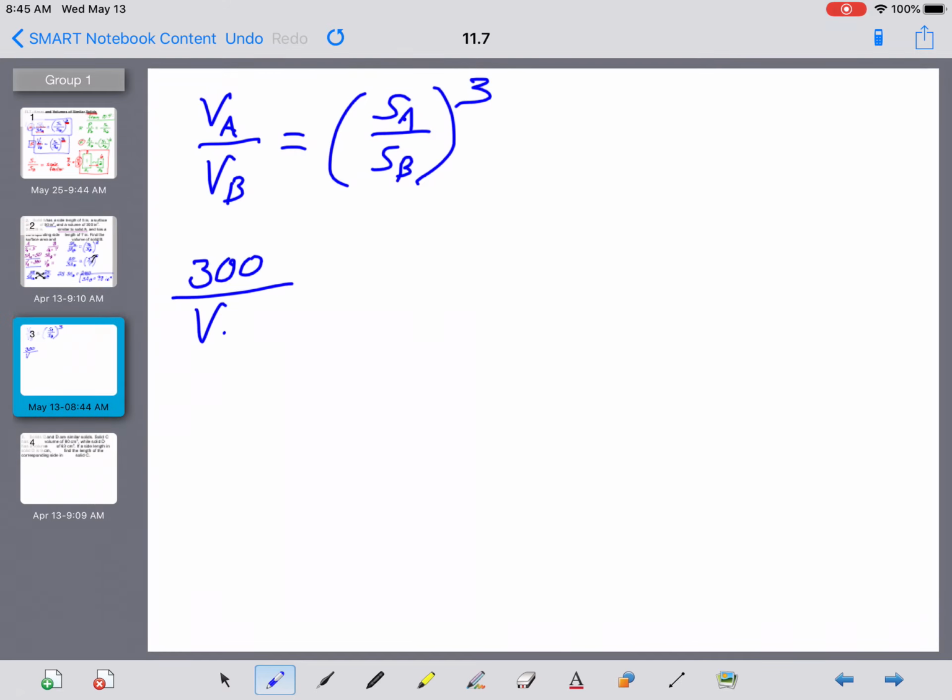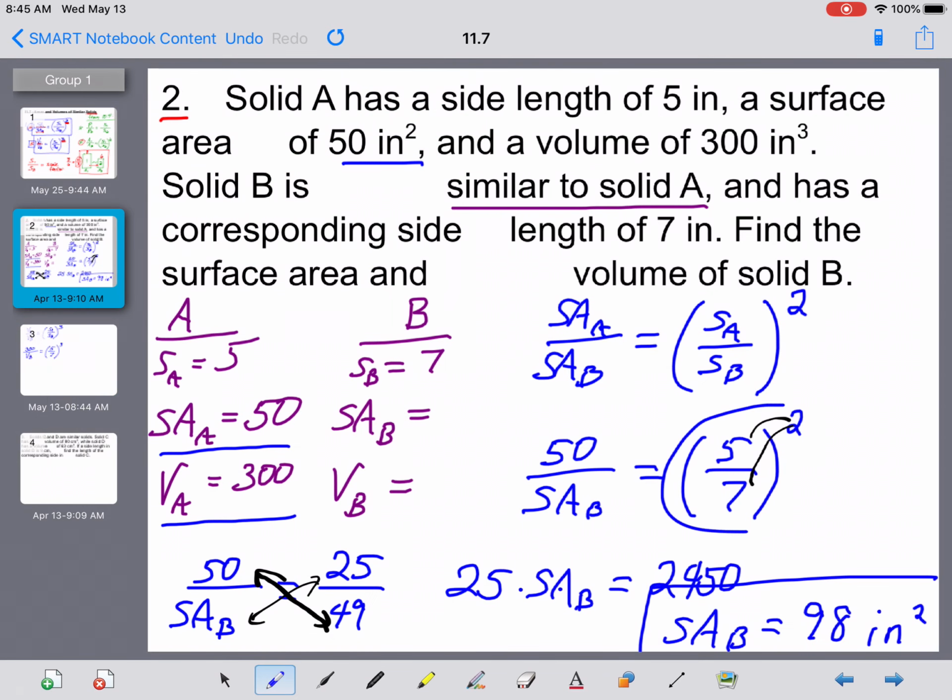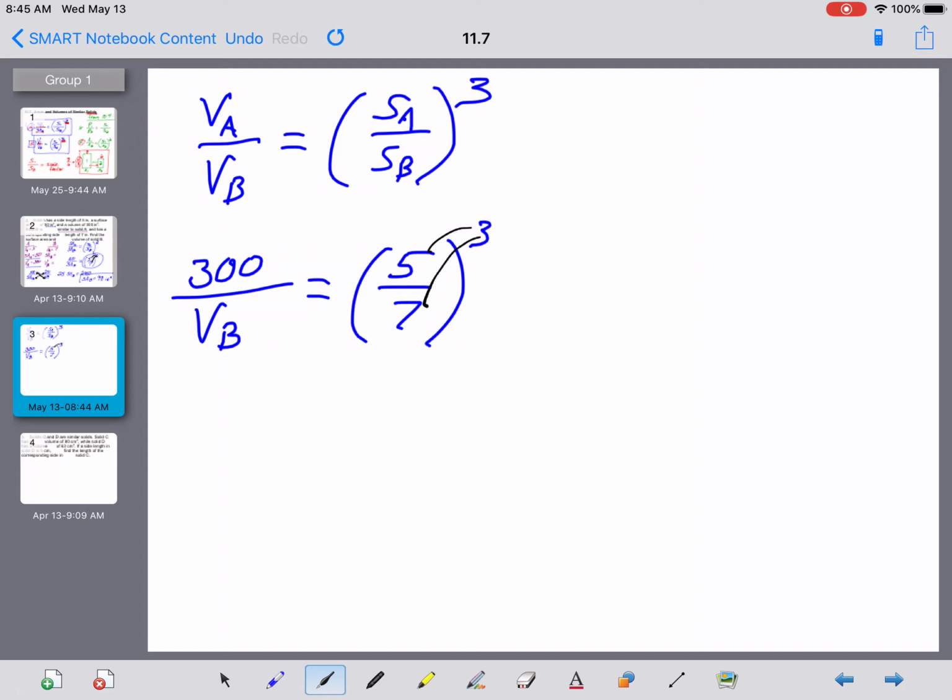Equals, and the scale factor here is going to be exactly the same as it was a moment ago when we did surface area. The corresponding side lengths are 5 and 7. So we close that in parentheses, and now we're going to cube that. Okay, so notice here it was 5 over 7 squared when we were talking about surface area. Now it's 5 over 7 cubed. Okay, same thing as before. We're going to apply that exponent of 3 to both the numerator and the denominator. So 300 over the volume of figure B is going to equal, that 5 cubed on top is going to get us a 125. The 7 cubed on bottom is 343. Everybody knows that one, right?